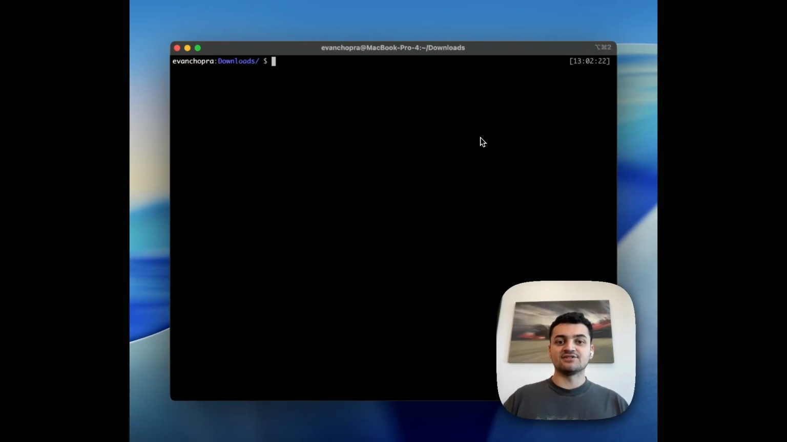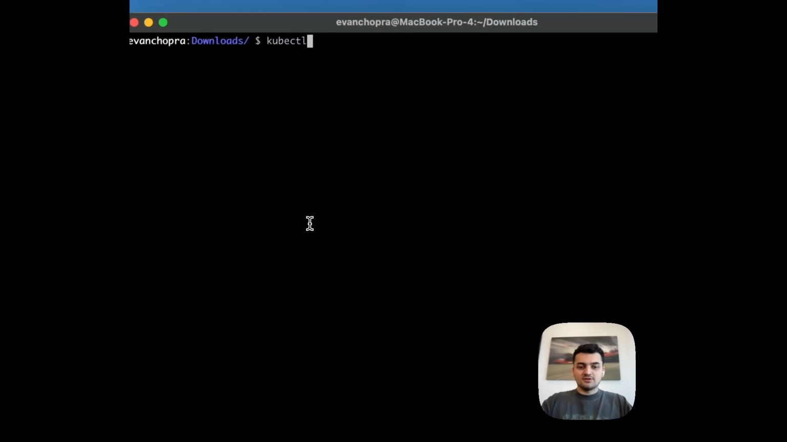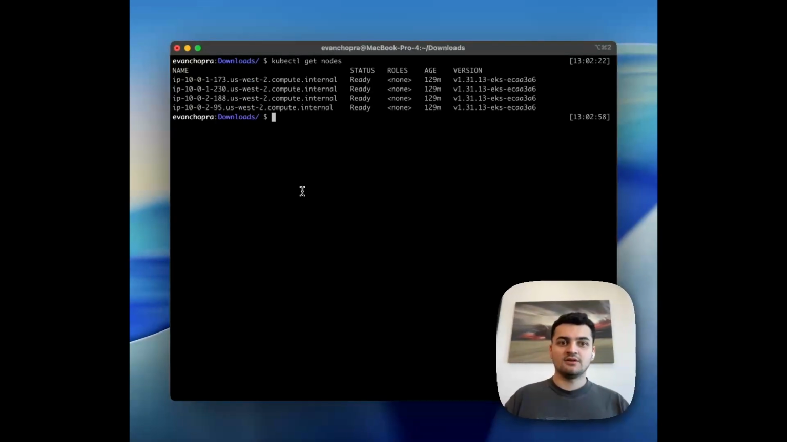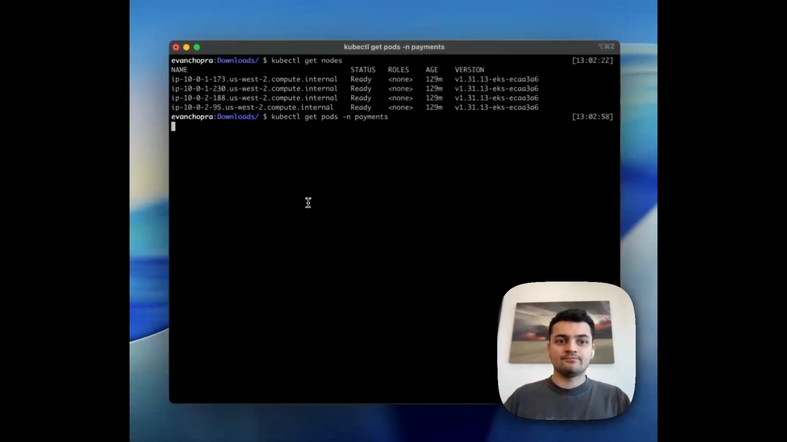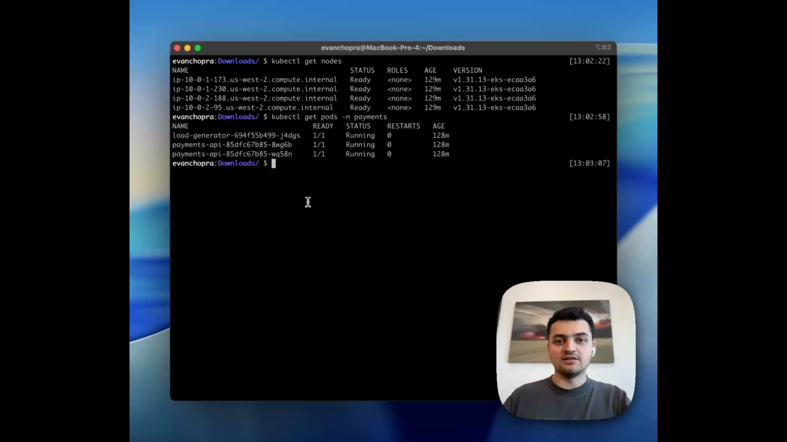I've got an EKS cluster here with 4 nodes. So let me just show you that. So you can see there are 4 nodes in US East 2. And I've got a payments API service running here. So I'll show you that. So we have 2 pods right now and a load generator. Right now it's running fine with a couple replicas, but let's look at how it's configured.